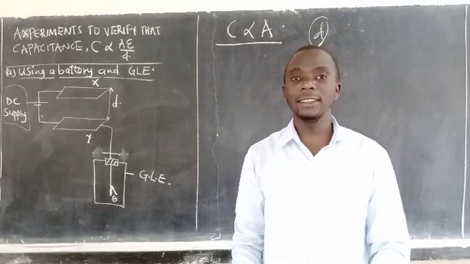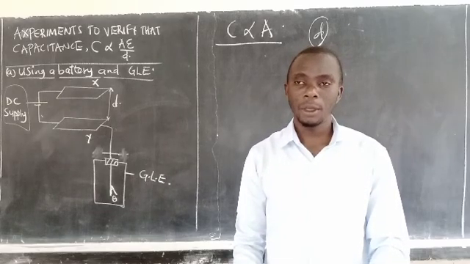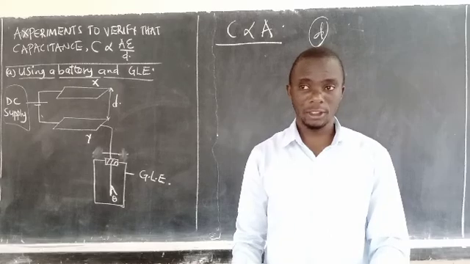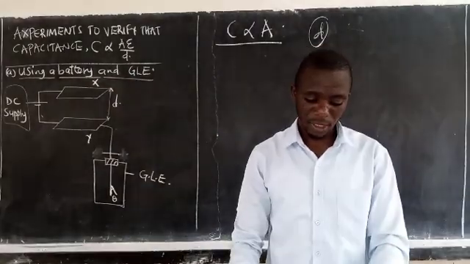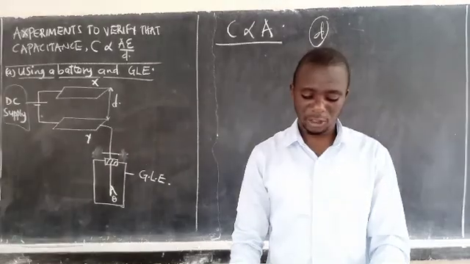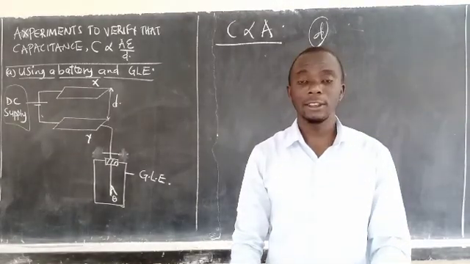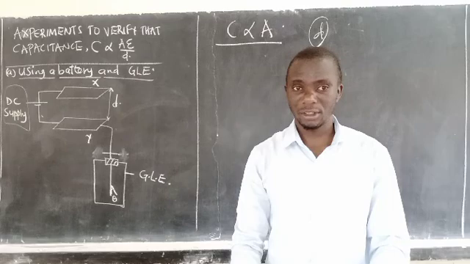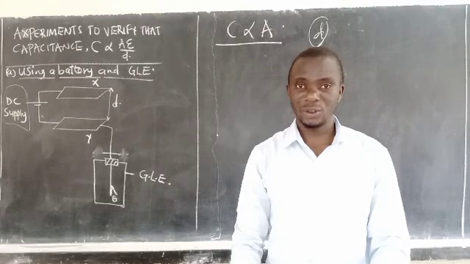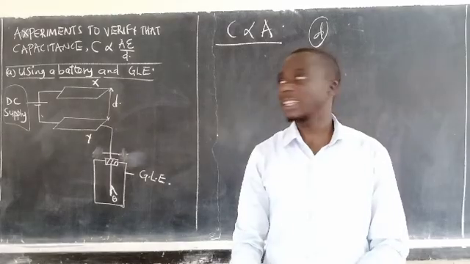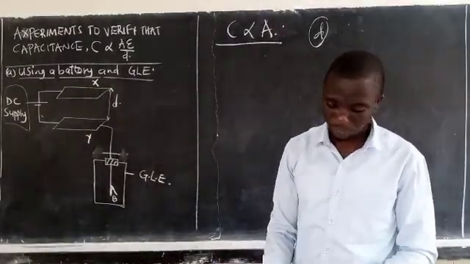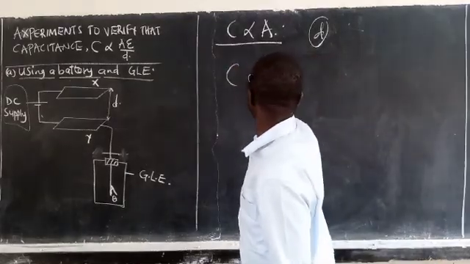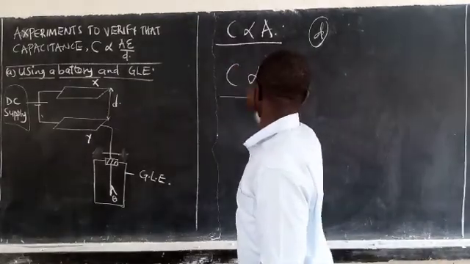When the area A is increased, still by doing the same but in the opposite direction, the deflection increases, which shows that the capacitance is increasing. This verifies that capacitance is proportional to A.